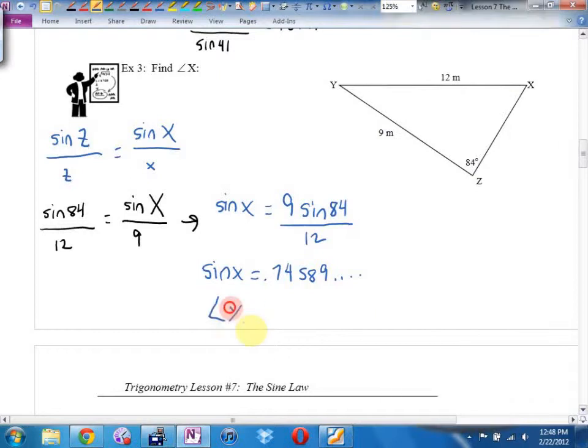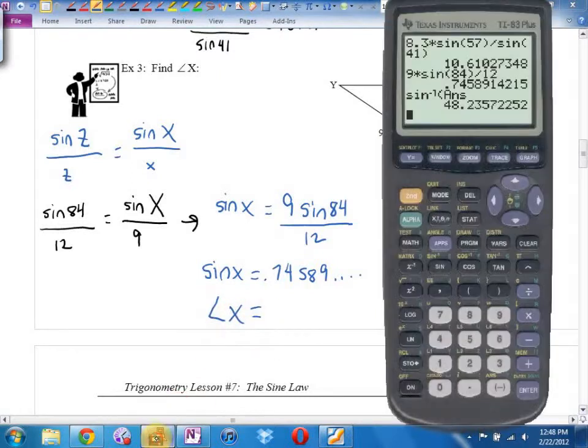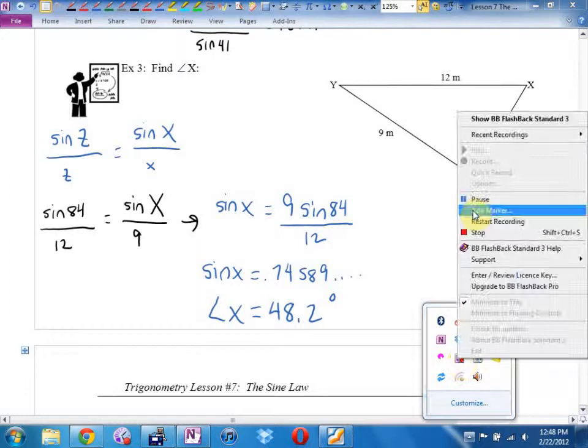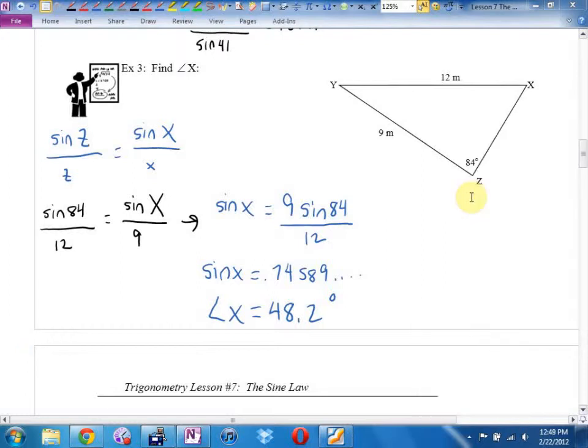Angle x equals 48.2 degrees. Okay. Thank you for telling me. That's easy too. That's it. That's the sine law. I just need to practice a couple more, but that's it. Not too bad, actually.